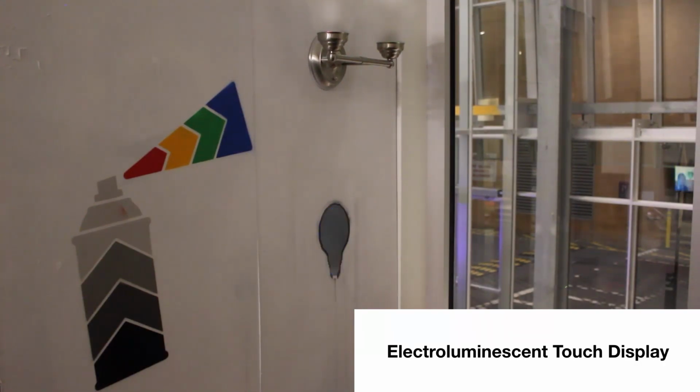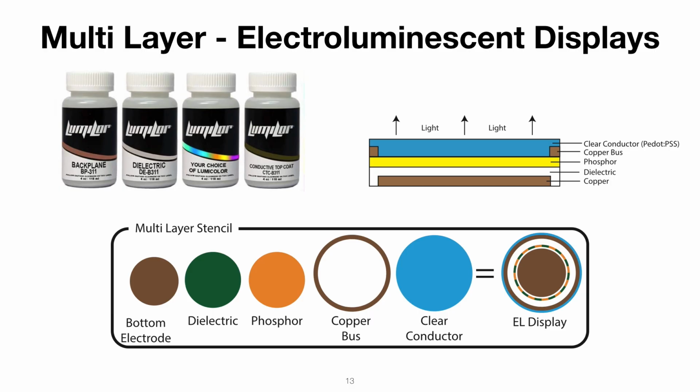And in a practical example, this looks like this here. We sprayed here an electroluminescent display in the shape of a light bulb. And when the user comes to this light bulb and touches it, you can use it as a switch and then turn on the lamp.